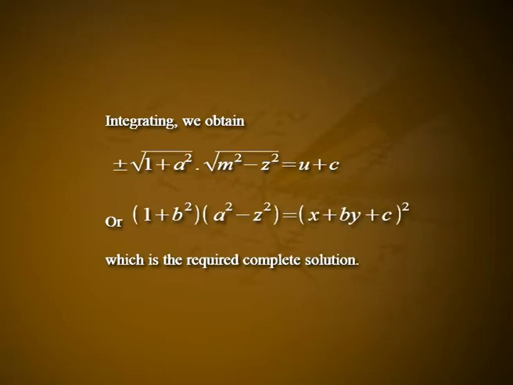Integrating, we obtain plus or minus square root of 1 plus a square into square root of m square minus z square is equal to u plus c, or 1 plus a square into (m square minus z square) is equal to (x plus ay plus c) whole square, which is the required complete solution.